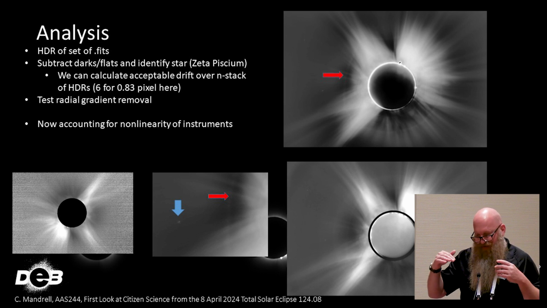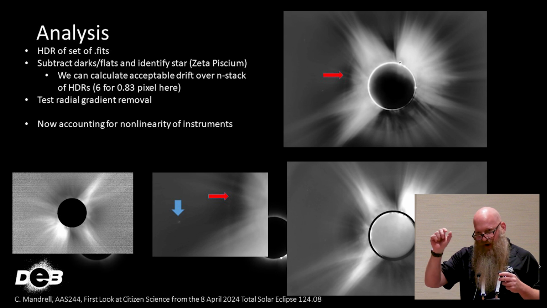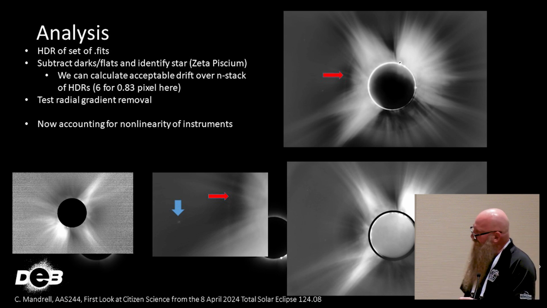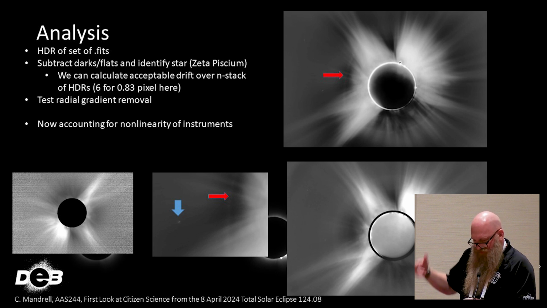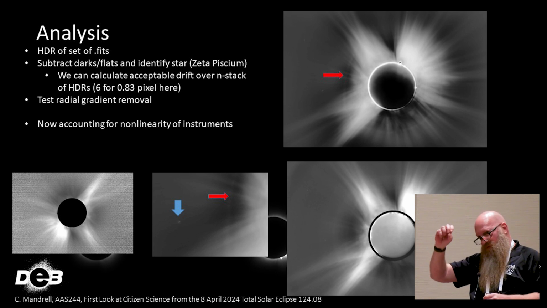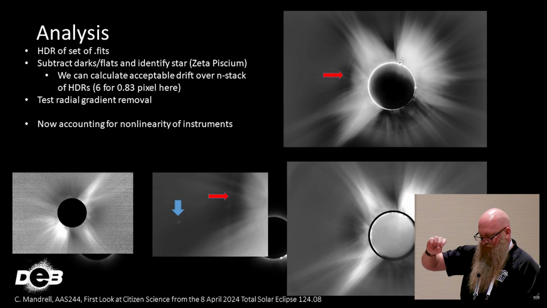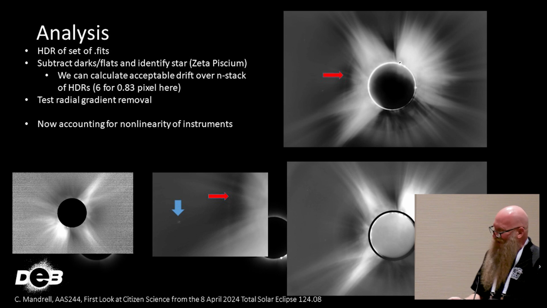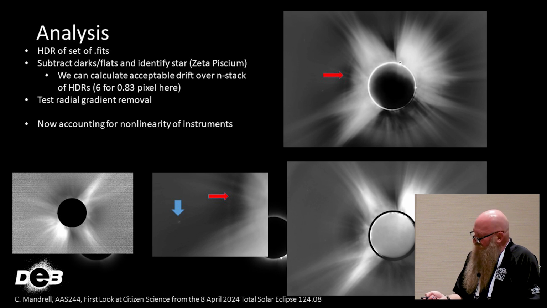How many of these things can we stack and still have an acceptable amount of drift in our image over time? And what we've found this day is that we can stack 6 HDRs, which are already a stack of 4 images. We can stack 6 of those to end up with a 0.83 pixel drift, which is an acceptable amount. So now you do that, and there's a whole bunch of nonsense going on.